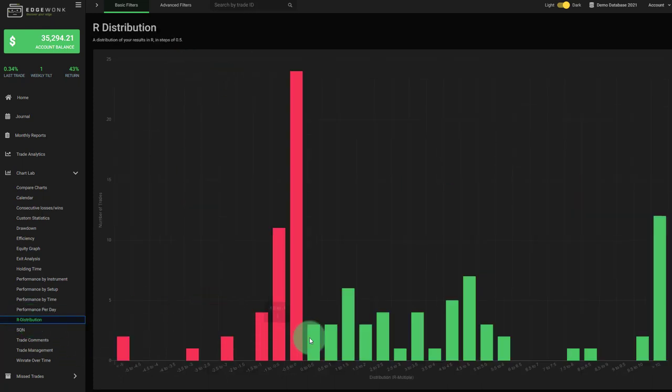The R distribution is a very great feature which helps you look at the R distribution of your realized winners. So what we see here are intervals. So all the trades that have 2 to 2.5 R are in this category. And the R stands for risk multiple or R multiple. So you can see where do you have your biggest winning trades, do you have some outliers. So here are a few trades which have really high R multiples.